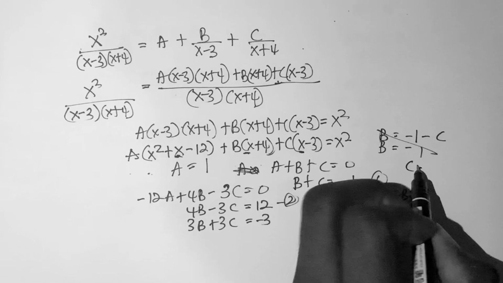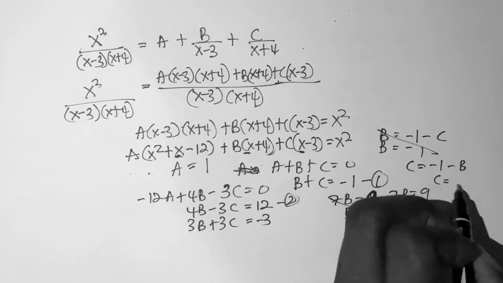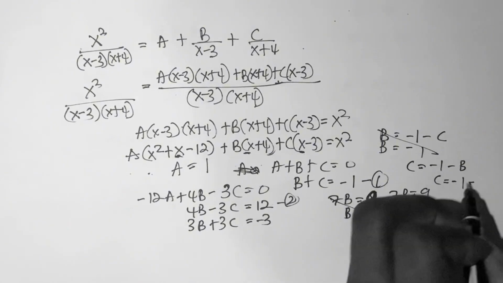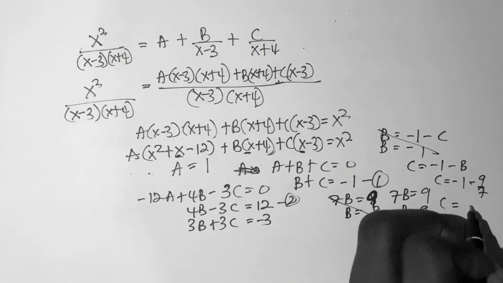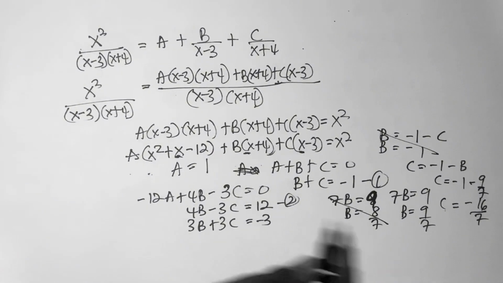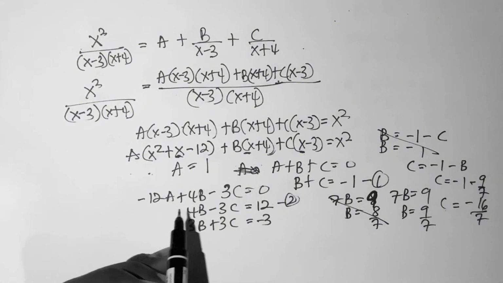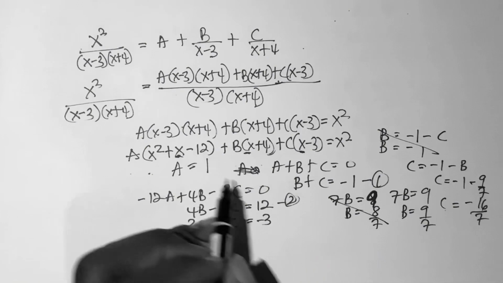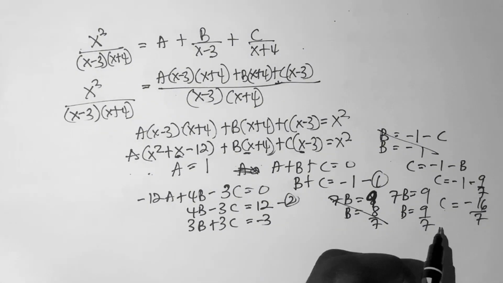So c is equal to minus 1 minus b. Therefore c is equal to minus 1 minus 9 over 7. Therefore c is equal to minus 16 over 7. Now, having gotten the value of c, we know that a is 1, b is equal to 9 over 7, and c is minus 16 over 7.